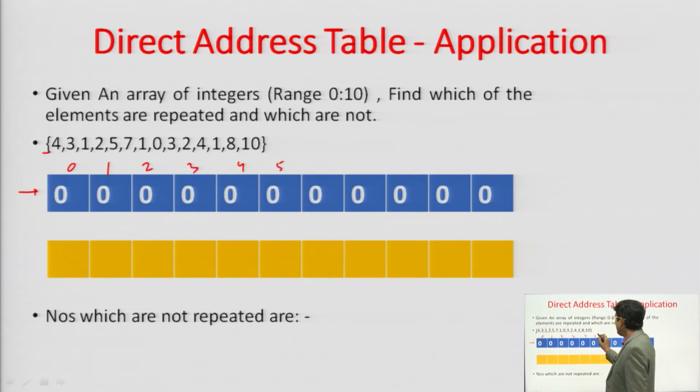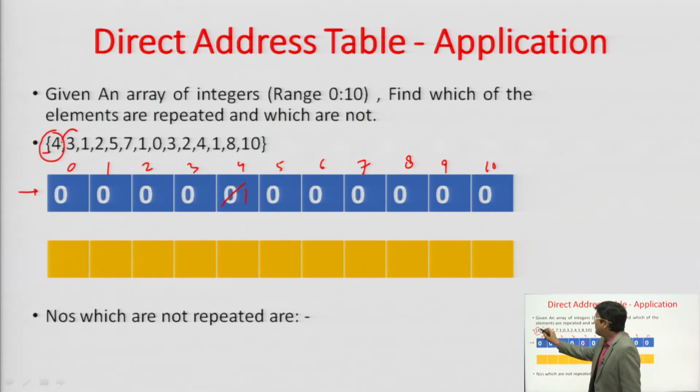The indexes of this table are 0, 1, 2, 3, 4 and so on and so forth up to 10. In case I have a number 4, I will go to the 4th index in this table and update the count to 1, saying that the number 4 has appeared once. We have initialized all the elements in the direct address table as 0, and then every time we see a number, we go to that index and update the count from the existing count.